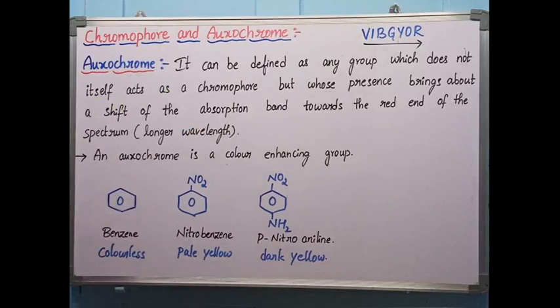So now let us see the examples. If you observe benzene, which is a colorless compound, when we introduce a nitro group, NO2 group, it becomes pale yellow. Here NO2 acts as a chromophore. So when we introduce an NH2 group, amine group, it becomes dark yellow. It is the compound para-nitroaniline. So here the yellow color is enhancing. That means pale yellow is converting into dark yellow because of the introduction of the amino group. So here the amine group is not a chromophore, but it acts as the auxochrome because it enhances the color of the compound.